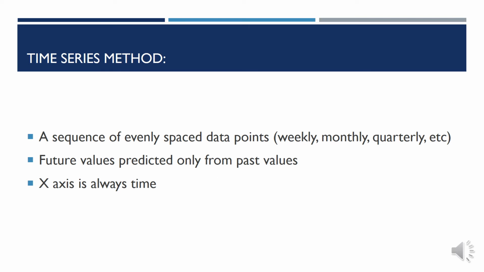Next, if we look into the time series method, a time series is nothing but a set of observations measured at successive points in time or over successive periods of time. If the historical data used are restricted to past values of the series that we are trying to forecast, then the procedure is known as the time series method. Here, a sequence of evenly spaced data points are used, and the future values predicted are only from the past values.